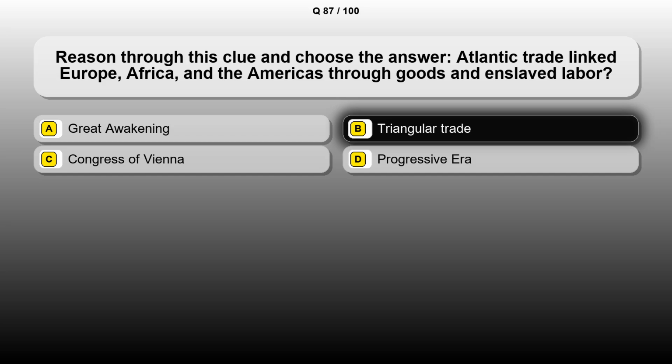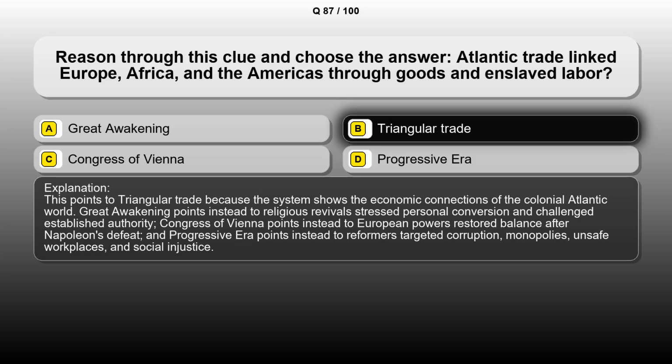The correct answer is option B, Triangular Trade. This points to Triangular Trade because the system shows the economic connections of the colonial Atlantic world. Great Awakening points instead to religious revivals that stressed personal conversion and challenged established authority. Congress of Vienna points instead to European powers restoring balance after Napoleon's defeat, and Progressive Era points instead to reformers who targeted corruption, monopolies, unsafe workplaces, and social injustice.